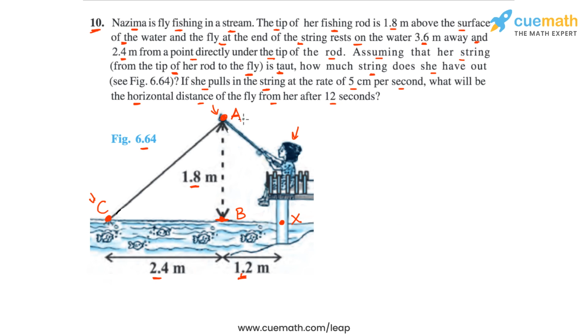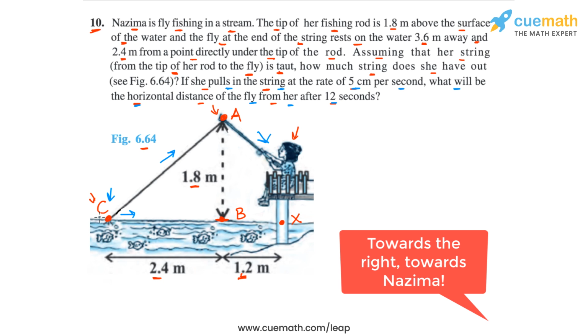Alright, so the second part of the question says, if she pulls in the string at the rate of 5 centimeters per second, so she starts pulling in the string. So basically the length of the string that she has out will start to reduce. So what will be the horizontal distance of the fly from her after 12 seconds? As she starts to pull in the string, the tip of her string, the position of the fly, will start moving towards the left.